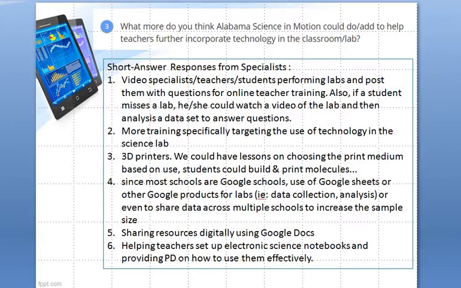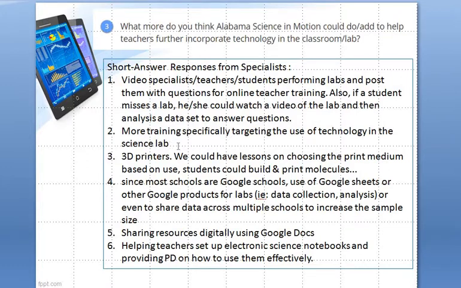Now for the 3rd question that I asked the specialists, what more do you think the program could do to help teachers? Here are the responses I got. They said that Science in Motion could video specialists, teachers, students, all 3 or just one set, performing labs and post them with questions for online teacher training. Also, if a student misses a lab, he or she could watch a video of the lab and then analyze a data set to answer questions. Since they couldn't be there to actually do the lab, they would still be getting what they needed out of the lab.